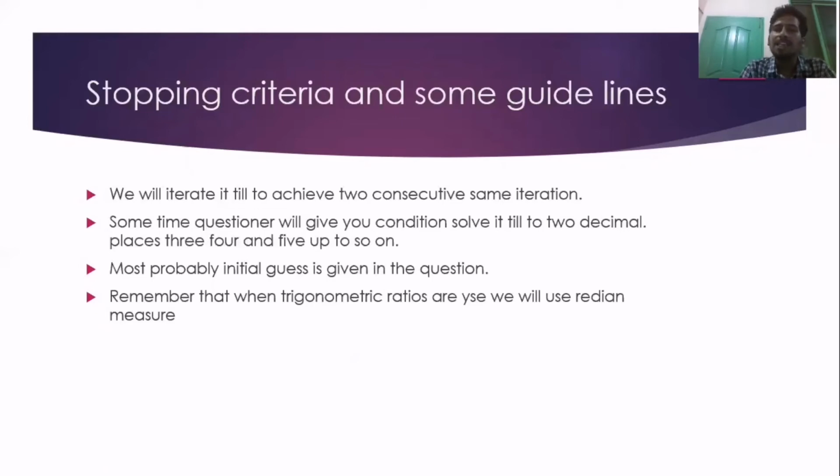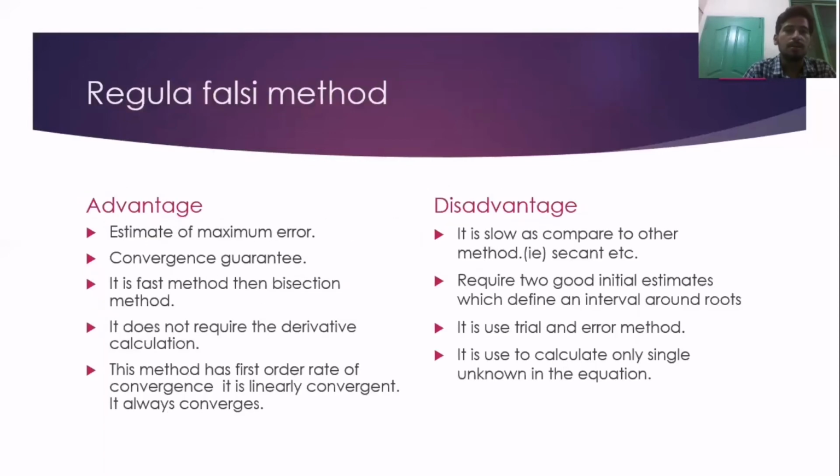Most probably an initial guess is given. Remember that when trigonometric ratios are involved in the function, we will use the radian measure for calculation on the calculator. Now I will discuss the advantages and some disadvantages of the Regula Falsi or false position method.